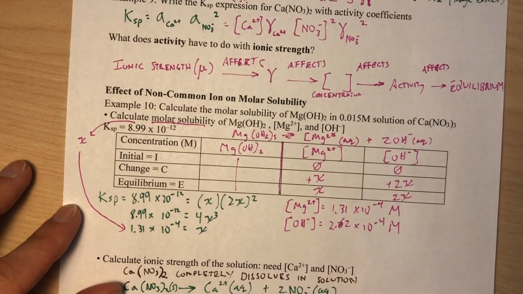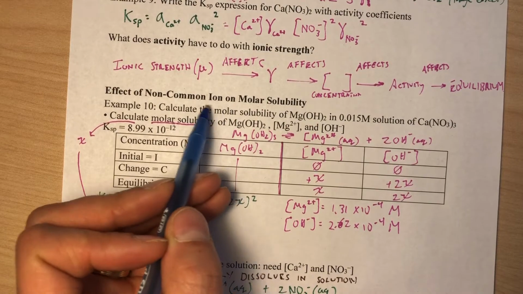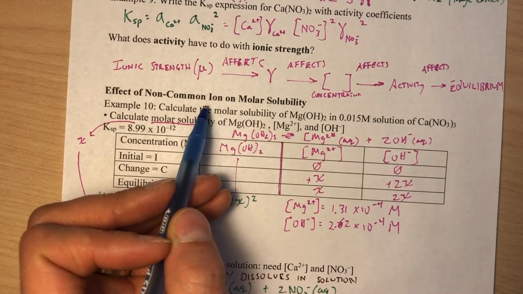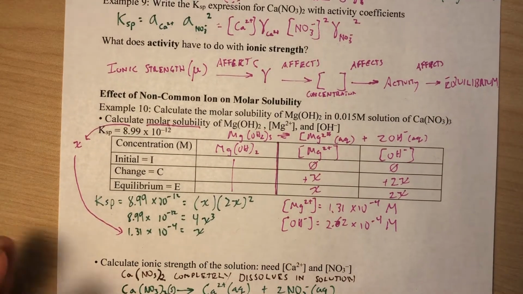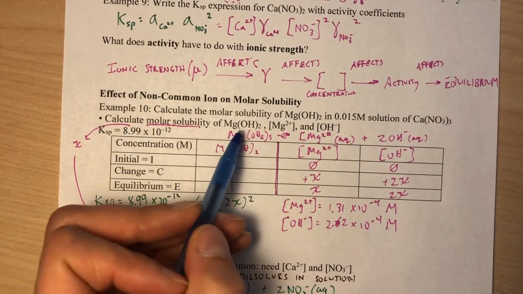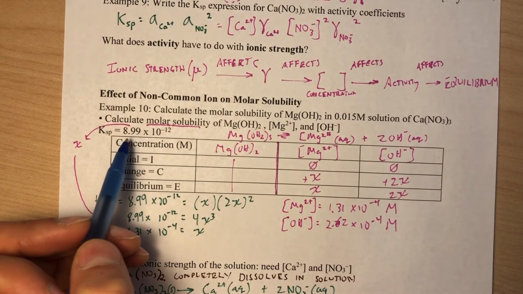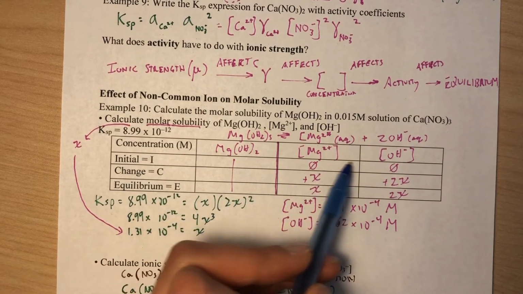So let's show an example: the effect of a non-common ion on molar solubility. This is a situation where we have no common ions, but we have a really high amount of ions in solution, which is preventing our aqueous forms from precipitating out as a solid. So calculate the molar solubility of magnesium hydroxide in a solution of calcium nitrate. Here we have our concentrations to begin with.